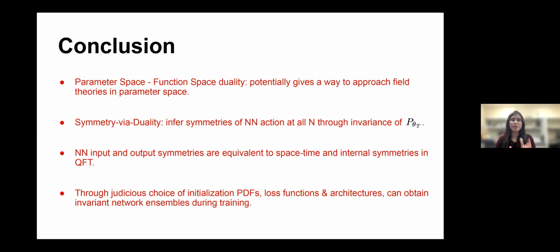And lastly, for people who are interested in machine learning and preserving symmetries in trained networks, the trained network ensembles, you can use the symmetry via duality techniques. If you choose the PDFs, loss functions, and architectures appropriately, and train in such a way that you stay close to the Gaussian process limit throughout. And this can potentially be very interesting for people who are trying to come up with some symmetry invariant Lagrangians, such as lattice QFT.